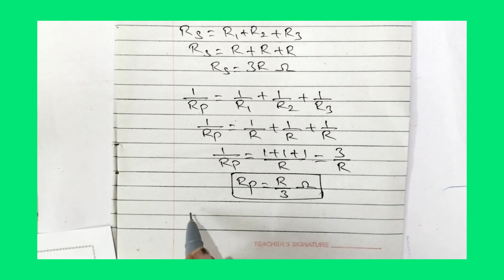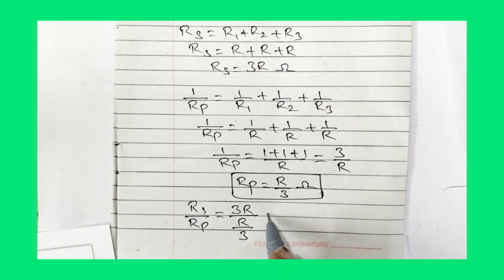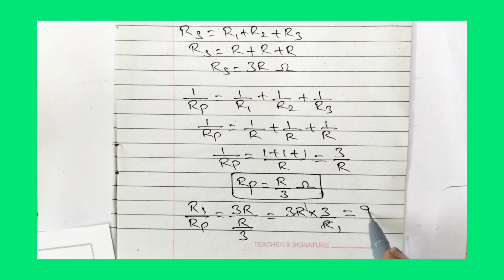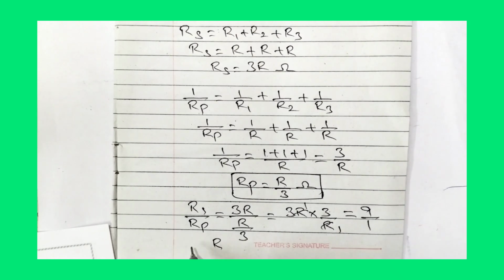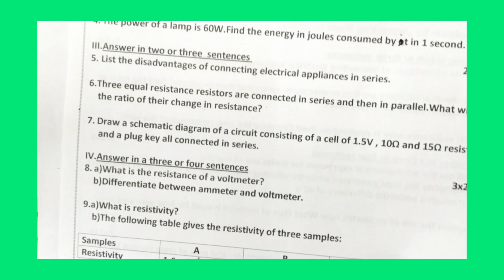So now we have to calculate the ratio. Rs divided by Rp is equal to 3R divided by R by 3. That is equal to 3R into 3 by R. The Rs cancel, and 3 threes are 9 divided by 1. Therefore, Rs is to Rp is equal to 9 is to 1. So like this we have to find out the ratio. Now let us move to question number 7.